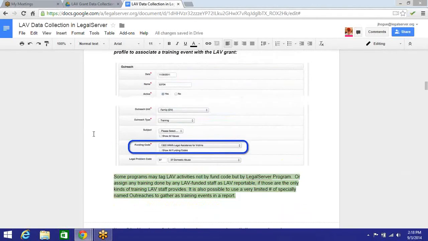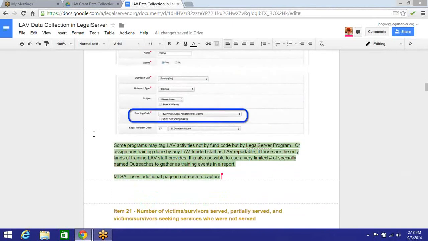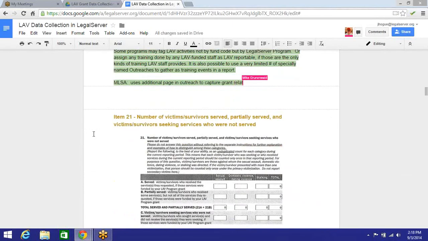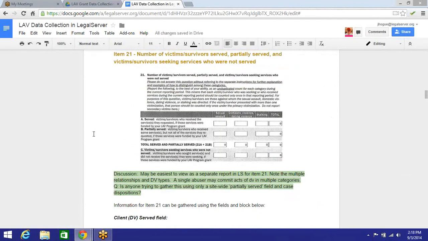Okay, that sounds good. Any comments on this? It looks to me like there's a number of ways to do it. Anyone have any concerns or another method that they use to track? Because I would think that not everyone identifies an LAV case by funding code, is my concern for those who don't have that one-to-one relationship between funding code and LAV. But sounds like we covered it. Thank you.